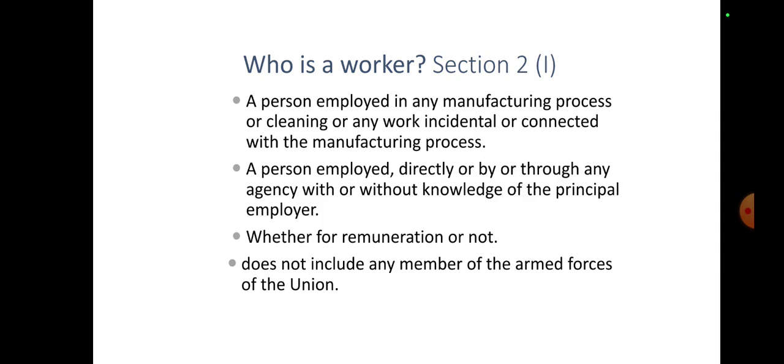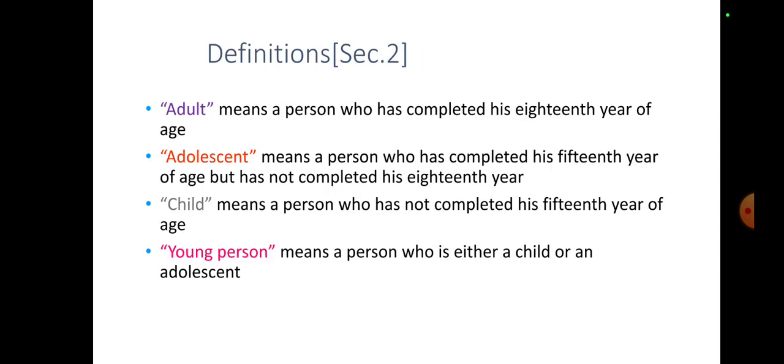A person employed directly or by or through any agency, with or without the knowledge of the principal employer, that person also can be called a worker, where they will be working for some remuneration. Again we will be speaking about terms like adult, adolescent, young person, and when we speak about a worker, again we have to know the types of workers.